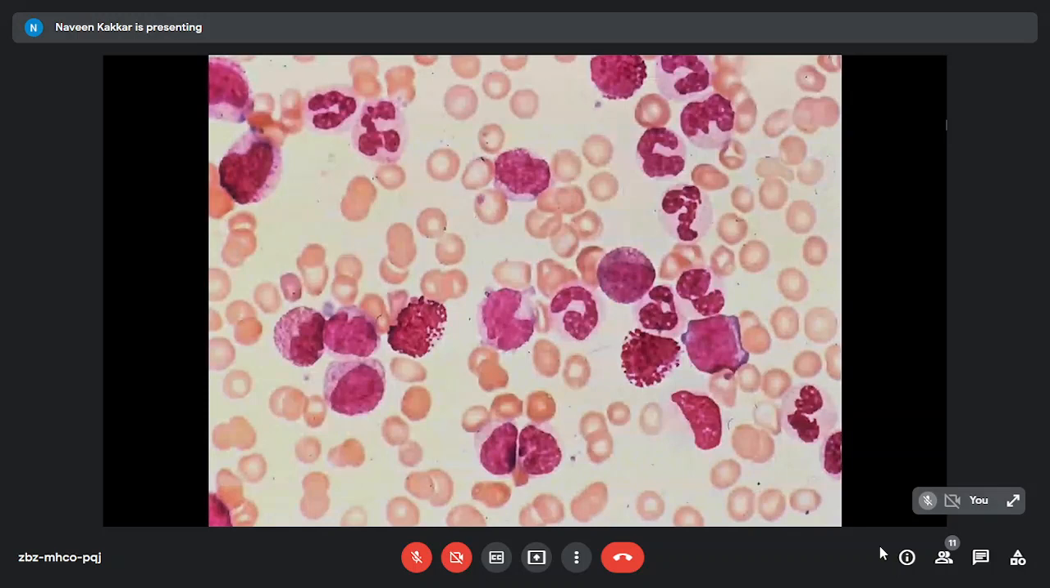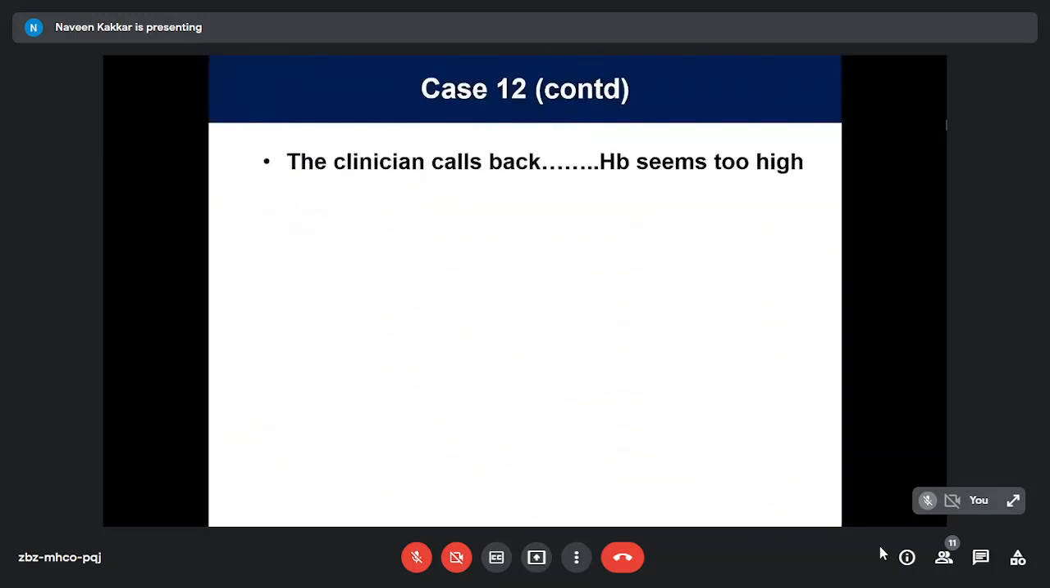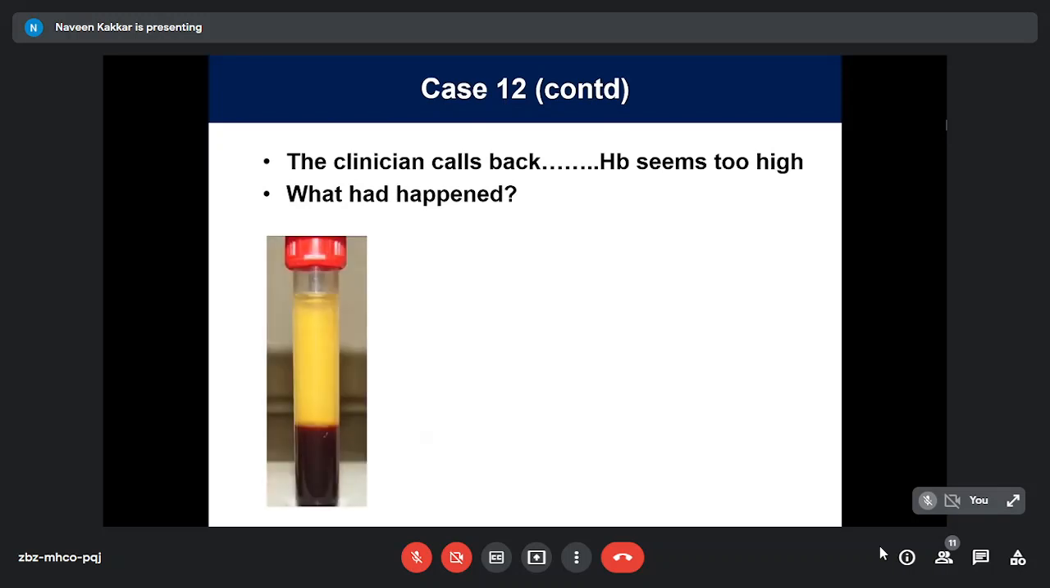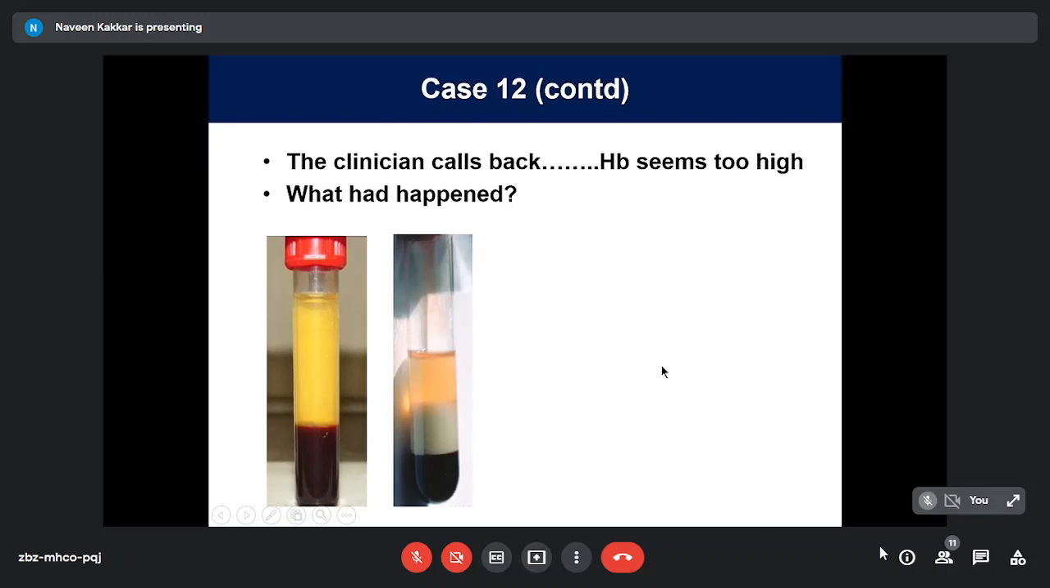The peripheral blood smear. Now the clinician calls back and says the hemoglobin seems too high. He's seeing marked pallor, yet we are giving him 10.8. So what had happened? That's a normal sample if you leave it undisturbed or spin it: you have the red cell column and the straw colored plasma, more yellow in this case though. And this is a patient with CML. You have the red cell column but a huge white cell column. Count is 3.6 lakhs and a little bit of plasma.